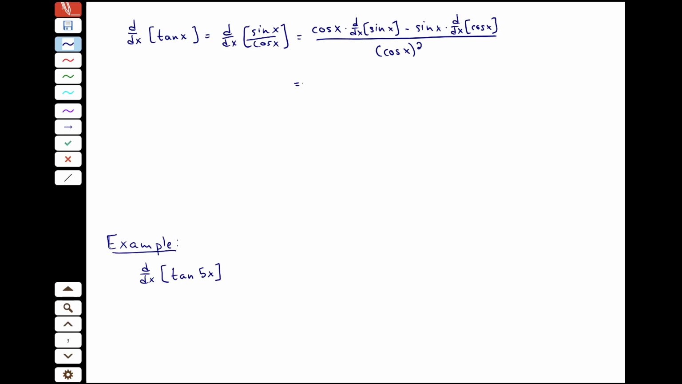So, taking the derivatives in the numerator, I have cosine x times cosine x minus sine x times negative sine x. Now in the denominator, I'm going to write this cosine x squared as cosine squared x, as usual. And then simplifying the numerator, I have cosine squared x. And in the second term, I have two negatives that cancel out, and so I have plus sine squared x.